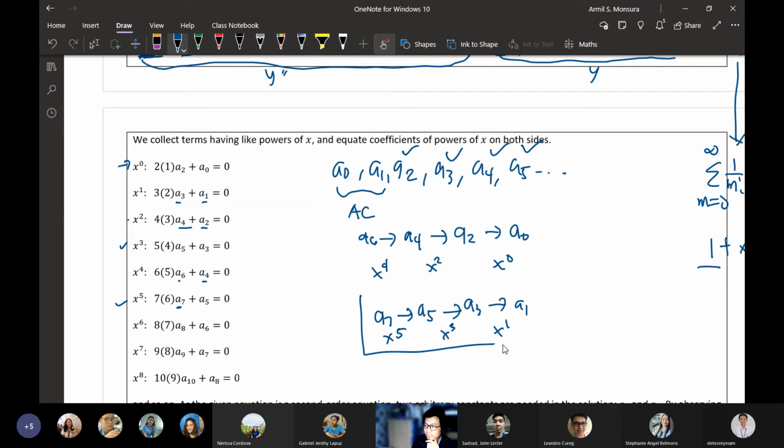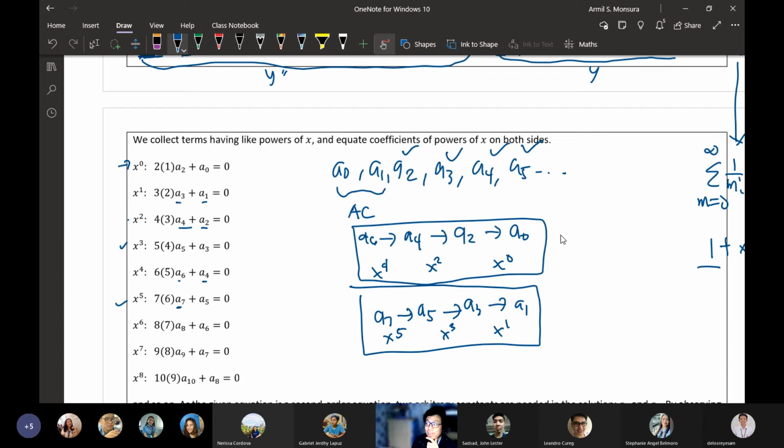Pero kung papansinin nyo mabuti, hindi ko maitatalon yung coefficients ko papunta sa kabilang side. Okay? Which means, halimbawa, si A7, hindi ko kayang i-express in terms ng A0, dahil wala naman siyang direct pathway.